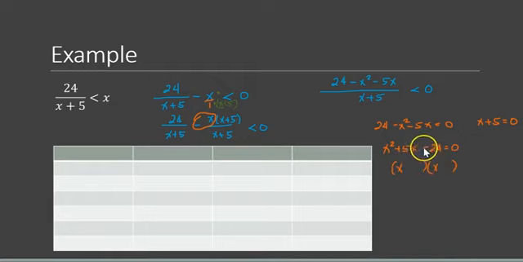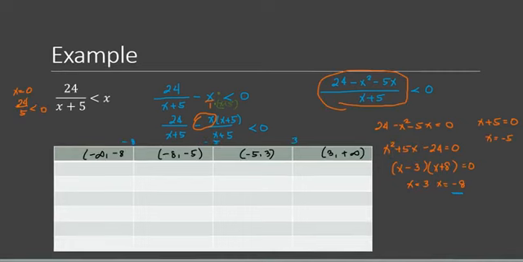Since this is negative, one should be plus and the other minus. Then, since the middle term should be plus, I'm going to choose the bigger factor for the plus. You can do trial and error. I have done that, so this is 8 and this is 3. It's correct, no? 8 times 3 is negative 24. When you do the FOIL, the middle term is positive 5x. Now for the denominator, x plus 5 equals 0, so x equals negative 5.